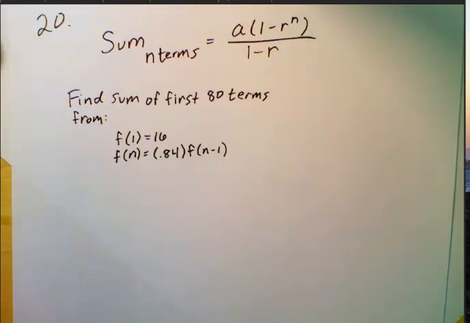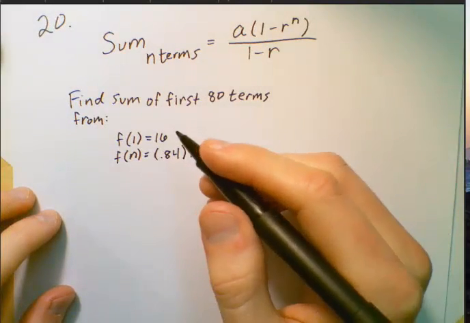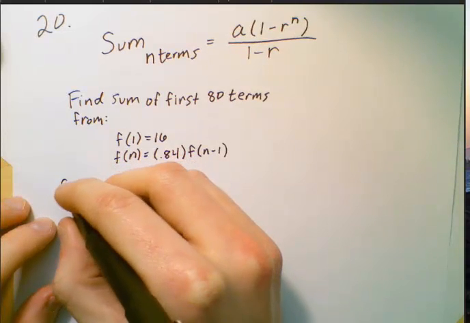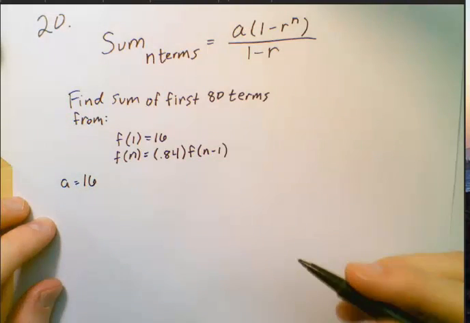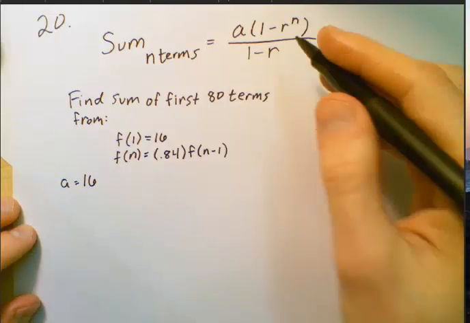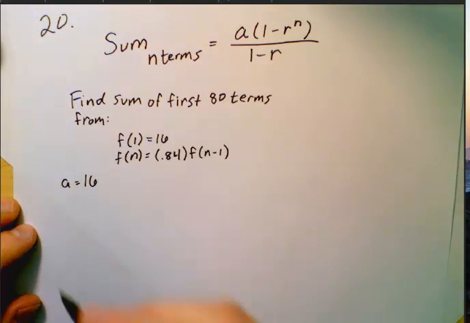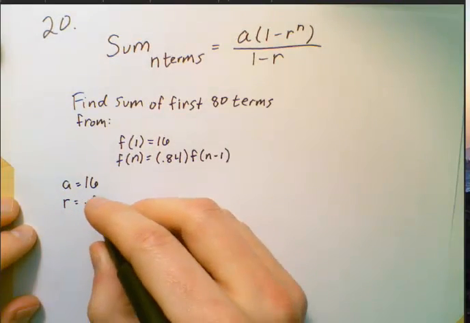And let's define what everything represents. So 16 represents our starting value, so that would be a. So write that a equals 16. We also need to know what r is. r is our ratio, and the ratio is found here at 0.84. So r is equal to 0.84.